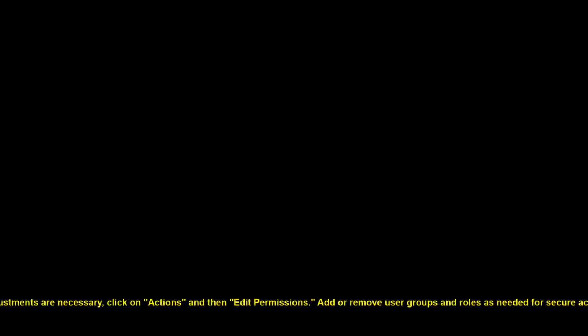To manage permissions, go to Project Settings for the specific project. Choose the Permissions option from the sidebar. Review the current permission scheme associated with the project. If adjustments are necessary, click on Actions and then Edit Permissions. Add or remove user groups and roles as needed for secure access.